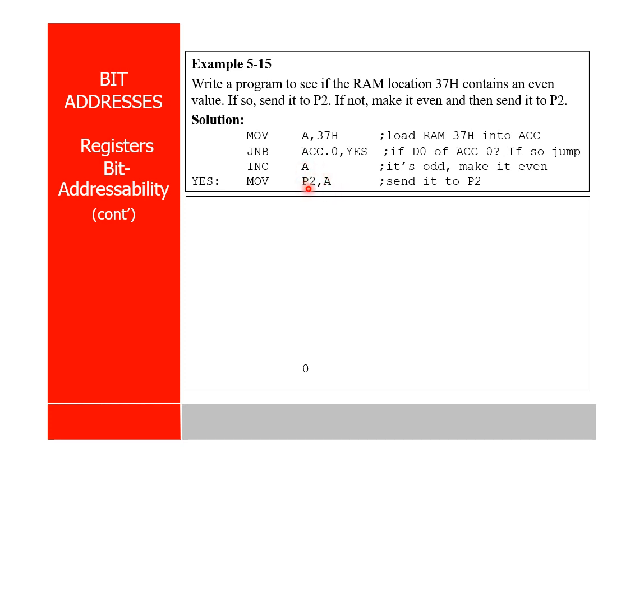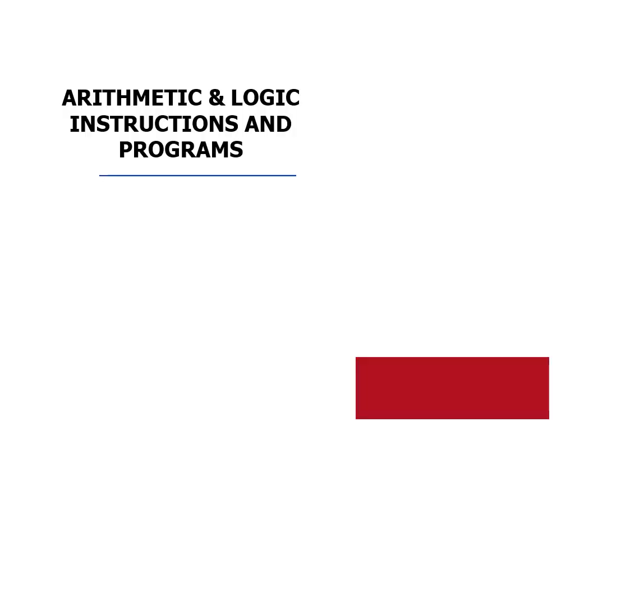It is coming here. So what this program is doing: if the number is even, it will send to P2. If the number is odd, make it even, then send. How can you make an odd number even? By increasing the value by 1. Okay? So that is the thing here.